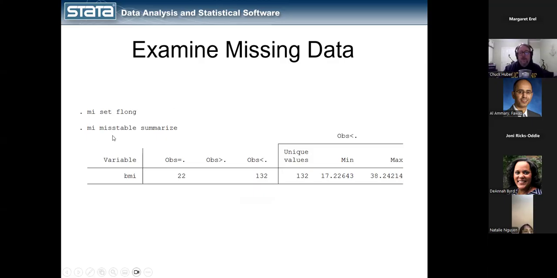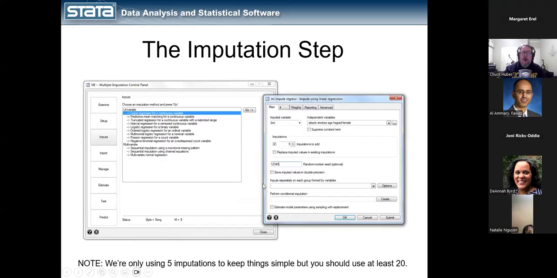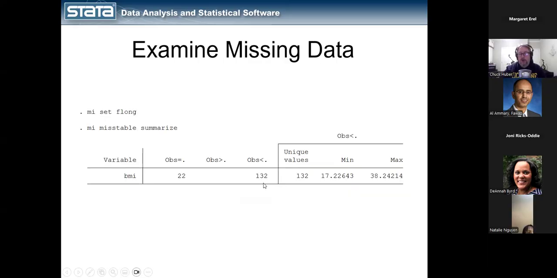Okay, so mi misstable summarize. It's going to tell us the number of observations that equal dot, that means missing. So we have BMI has 22 missing values, nothing greater than that, and then we have 132 that are not missing. And then it tells us the number of unique values. So that's kind of a clue that this is a continuous variable. And then we see the min and the max. Okay. And there are other ways, if we had multiple missing variables, to look at patterns among them, but we're not going there today.